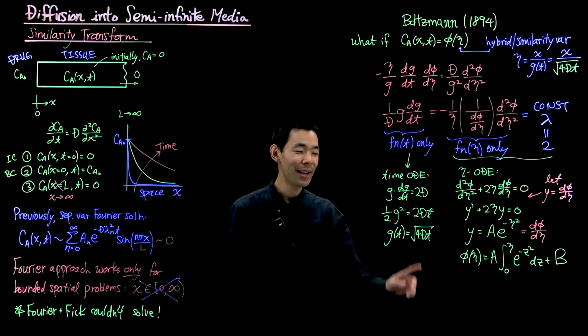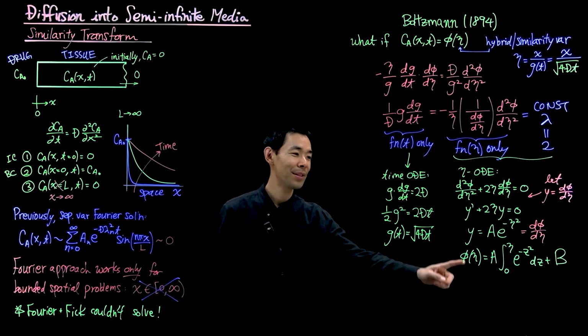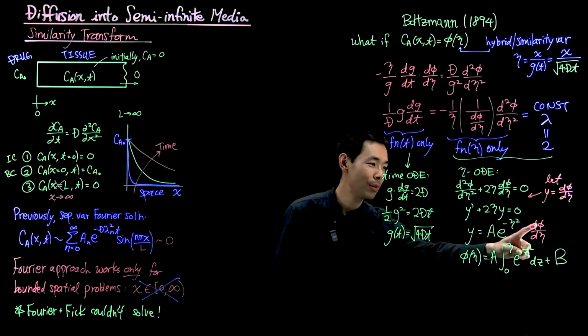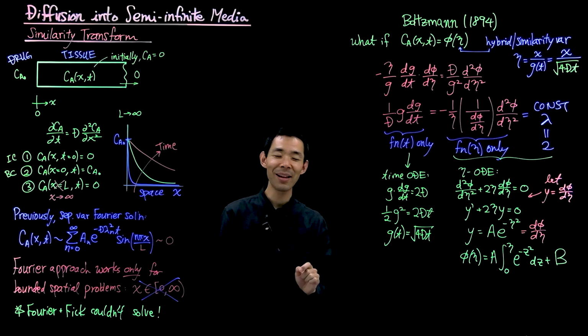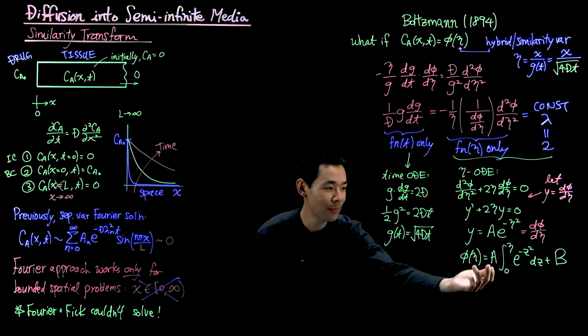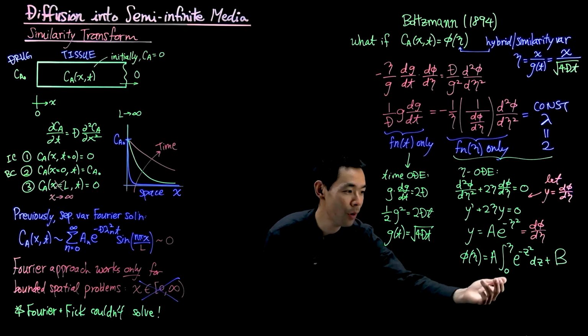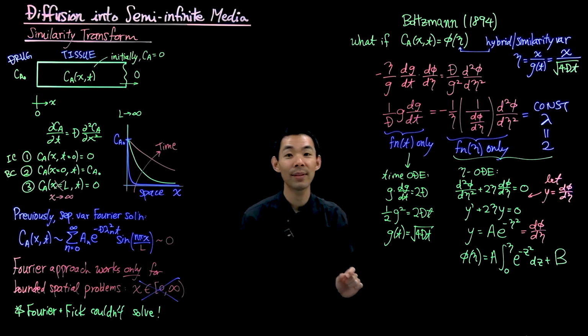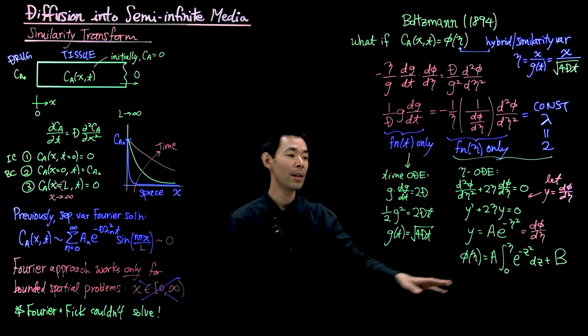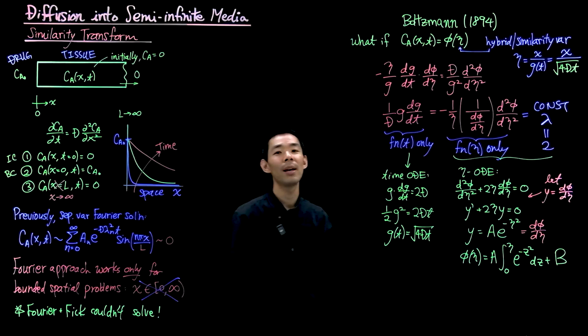It looks something like this. I've just taken y, which is equal to d phi d eta, and I just integrate it directly with eta. And so you get the same constant of integration a times an integral, lower bound 0, upper bound eta, of e to the negative z squared dz, plus another constant of integration b over on the bottom right.